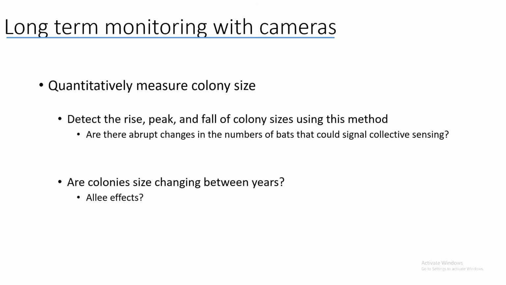And one of the factors that could be interesting with this is if the bats are actually doing collective sensing, there might be Allee effects or density dependent behaviors that could be influenced by a rapid decrease in population size. So if the bats are relying on each other to know when to migrate and know where to find food, then a rapidly decreasing population could be catastrophic. And so we really want to understand in a more quantitative way how colony sizes are changing to really understand if the population is at risk.